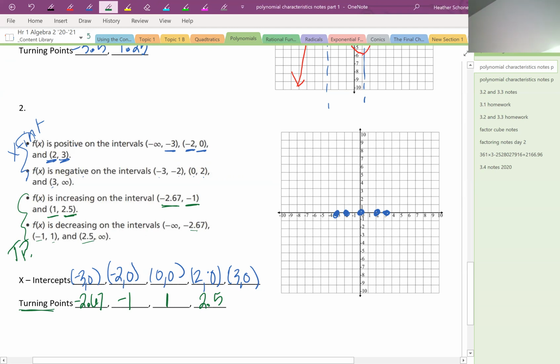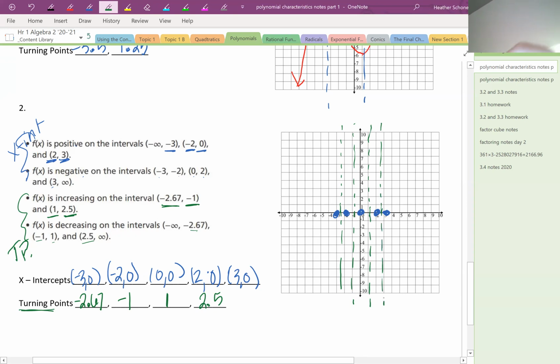Okay, I know it's not exact. We can figure it out. Negative 2.67 is going to be more than negative 3, but less than negative 2. So right in here. Negative 1 is easy. Positive 1 is easy. And 2.5 is in between the 2 and the 3. Okay, so these are my turning points.